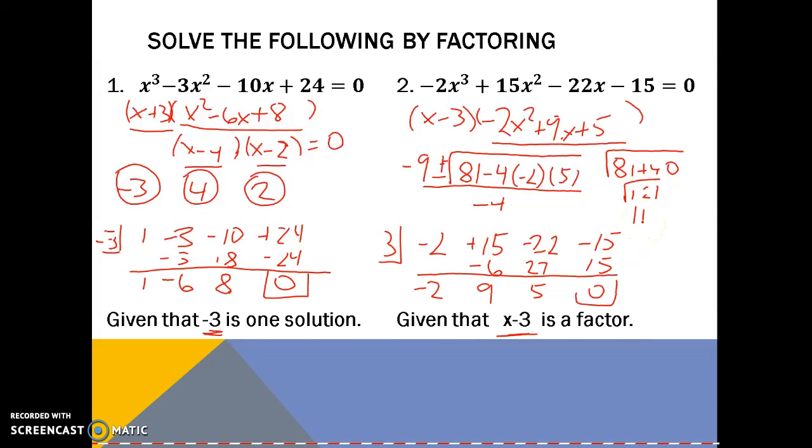So if I move down here, I have negative 9 plus or minus 11 all over negative 4. Negative 9 plus 11, well, that's 2. 2 divided by negative 4 is negative 1/2. That's one of my solutions. And then negative 9 minus 11 is negative 20, and negative 20 divided by negative 4 is positive 5. And so my three solutions are 3, which is from this 0 up here, negative 1/2, and 5. Let's move on here.